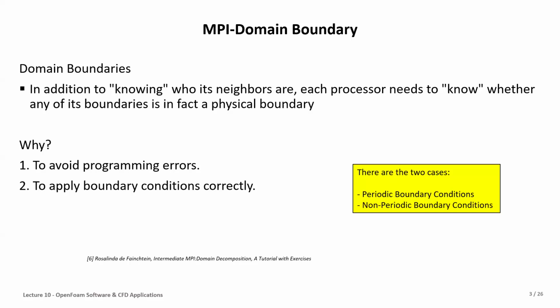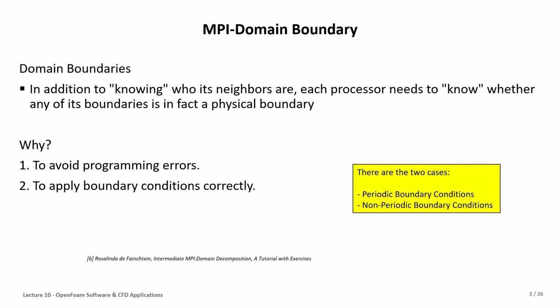If you remember in one example, we divided a 2D domain into 4 or 6 subdomains, and there was some overlap between these subdomains. It's very important to swap the data and the information between them, which is related to the boundary condition. Why do we need the boundary condition to be specified? Indeed, to avoid programming errors and to apply the boundary condition correctly.